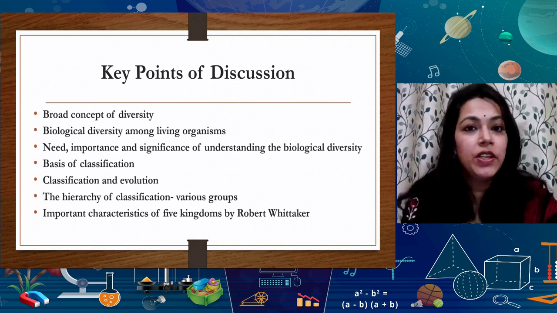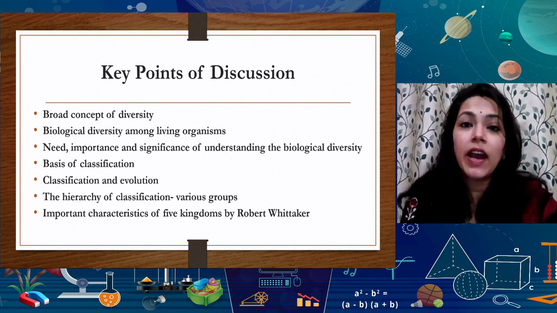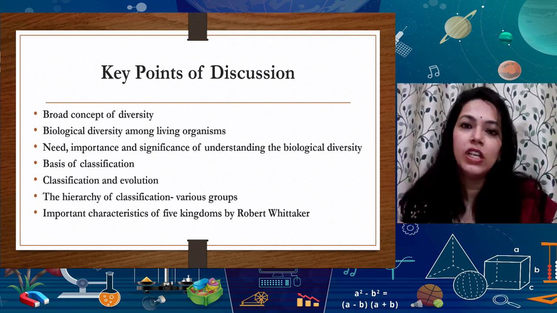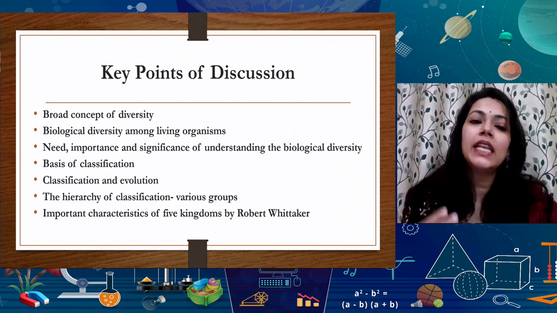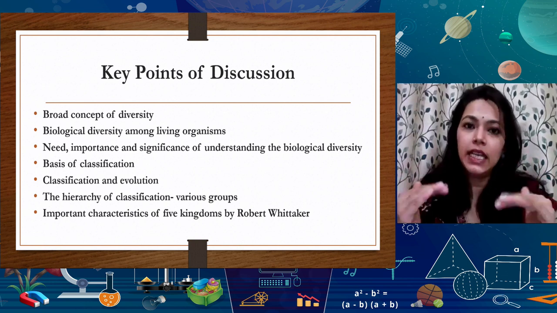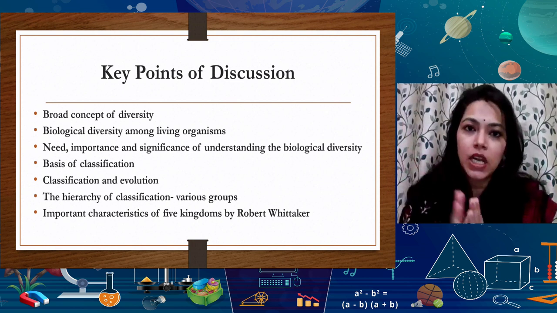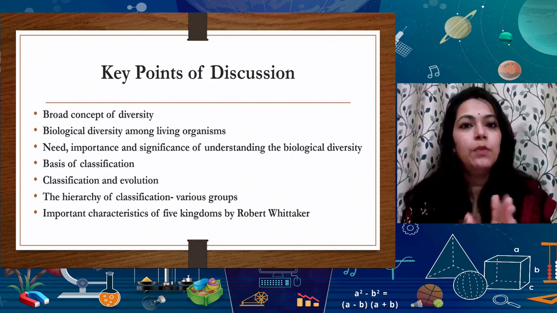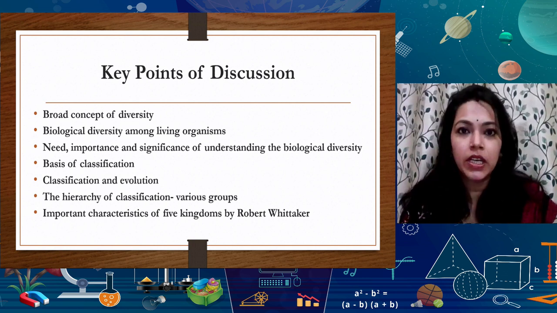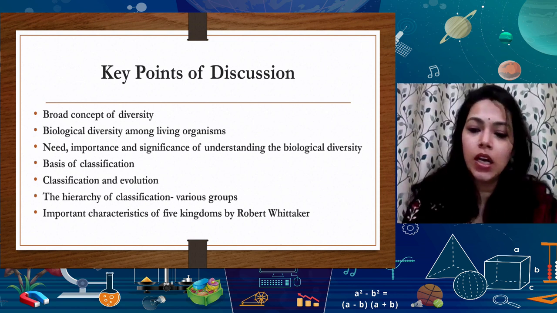Basis of classification: when we talk about classifying different living organisms, why are we classifying, number one, and what is the basis, the criteria of classification, we'll come to know. And if there is some relationship between classification and evolution, we'll try to know this relationship as well. The hierarchy of classification among various groups: what is the basic foundation of classification? Then what is the criteria? So we'll come to know about the hierarchy of classification also. And very briefly, I'll be talking about the important characteristics of all the five kingdoms which were given by R.H. Whittaker in 1969. So these are going to be the key pointers.